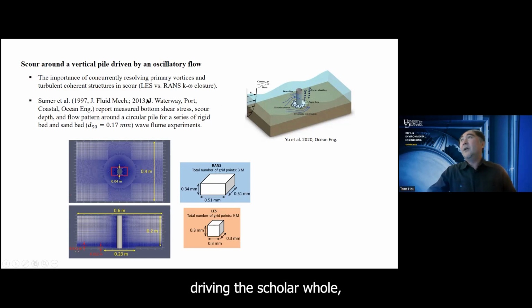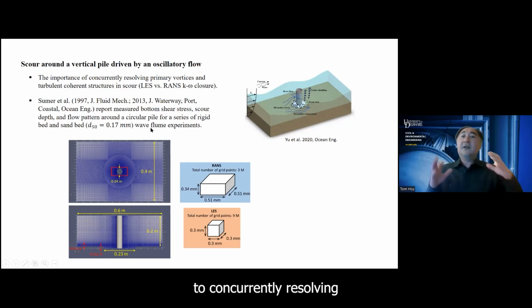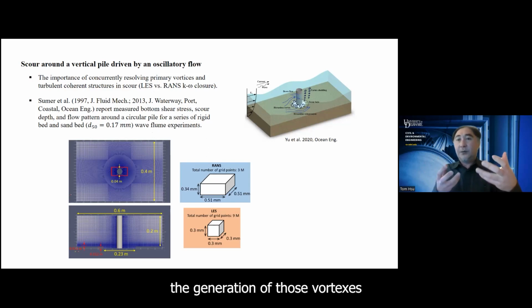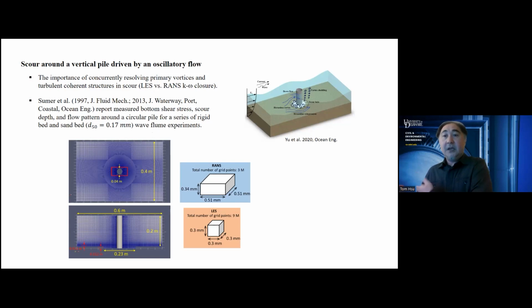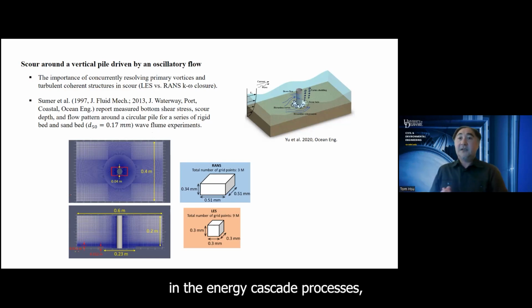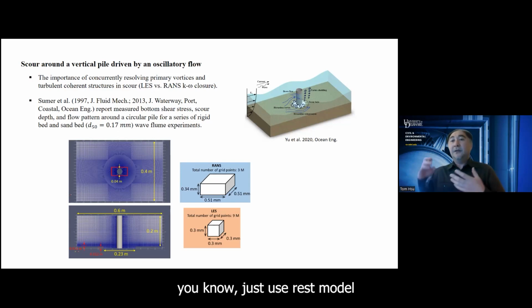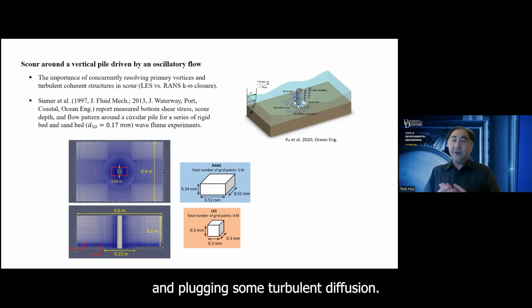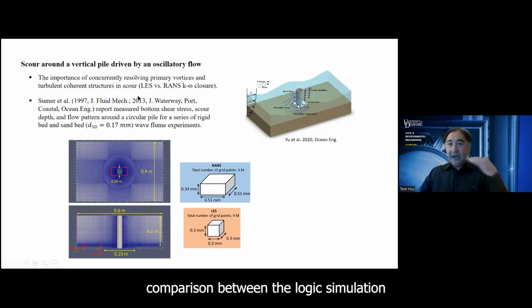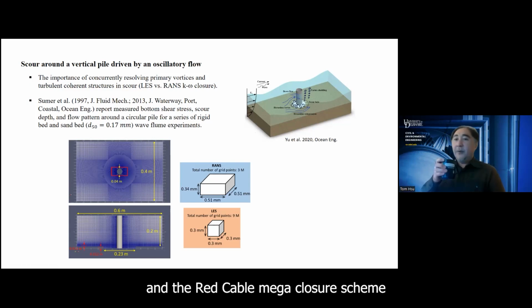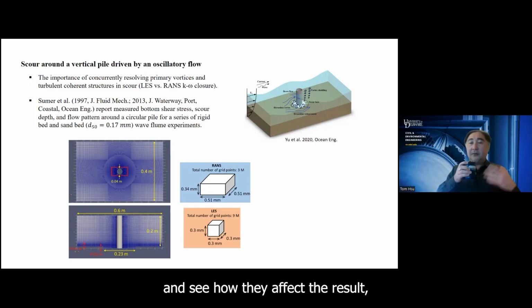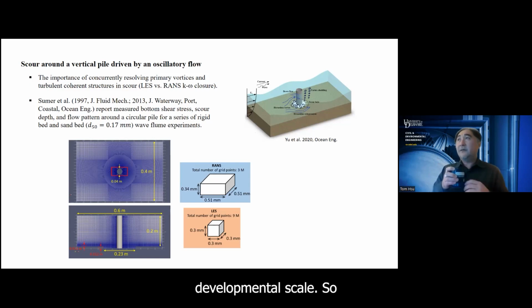then the question is, is it important to be able to concurrently resolve the generation of those vortices and their subsequent evolution as a coherent structure in the energy cascade processes, or does it not really matter, and we can just use a RANS model and plug in some turbulent diffusion? Okay, so those are the concerns. So we're going to do some intercomparison between the large eddy simulation and the RANS k-omega closure scheme, and see how they affect the result of the flow field and the corresponding development of the scour hole.